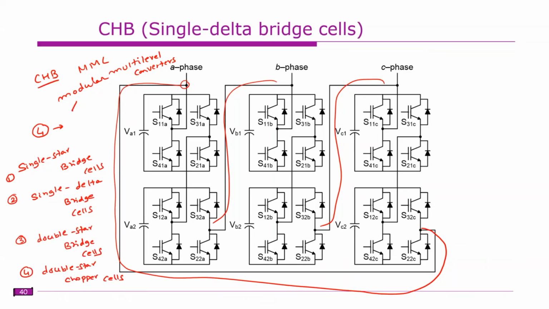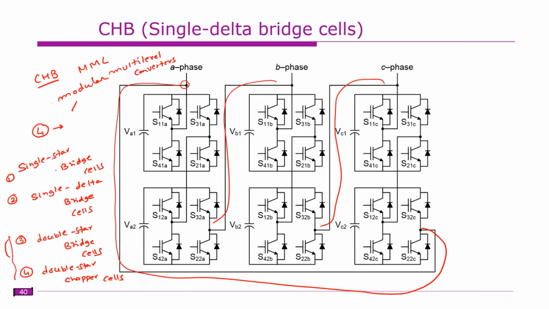These come under the family of modular multi-level converters or modular multi-level inverters. Right now there are 4 topologies under this family. These converters are used for extremely high power applications, where the power is in the range of 100 kVA to 100 MVA. We'll discuss these later in our course: single star bridge cells, single delta bridge cells, double star bridge cells, and double star chopper cells.